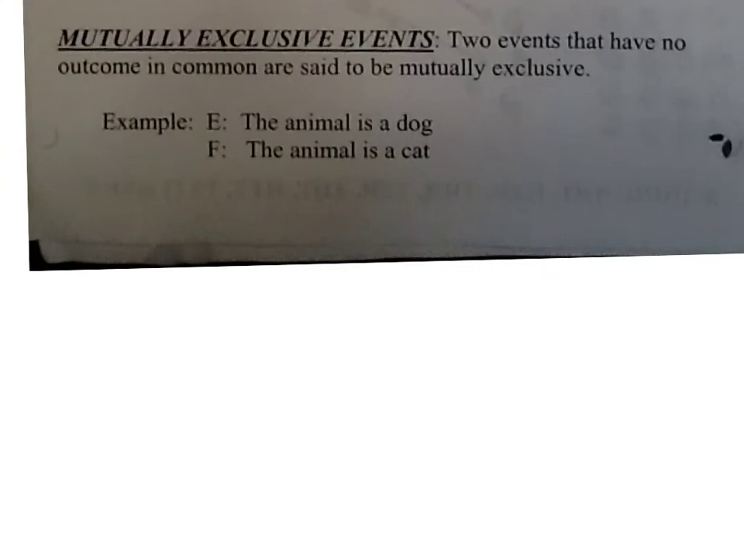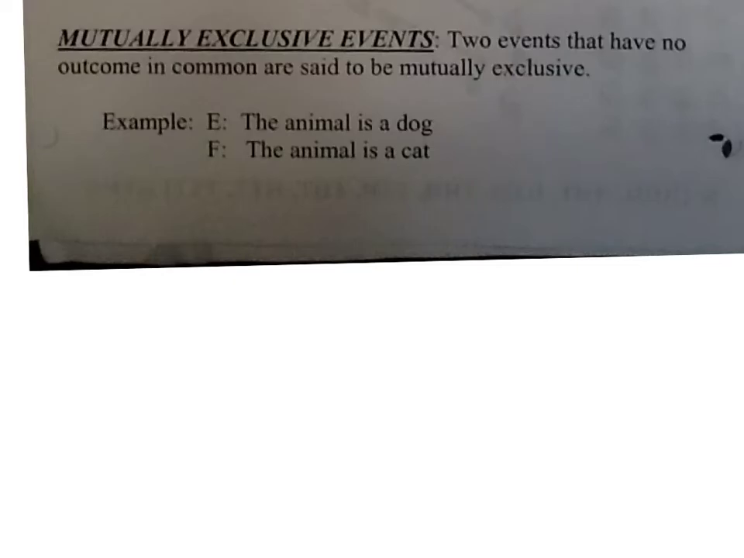The next thing we're going to talk about is a little more vocab. Mutually exclusive events. This means 2 events that have no outcome in common are said to be mutually exclusive. So here's kind of a silly example. If I say that set E is the animal is a dog, and set F is the animal is a cat, I would say those are mutually exclusive because you can't be a dog and a cat at the same time. And we're not talking about any of those silly cartoons where you have cat dogs and all that kind of stuff. So, dog and cat, mutually exclusive.